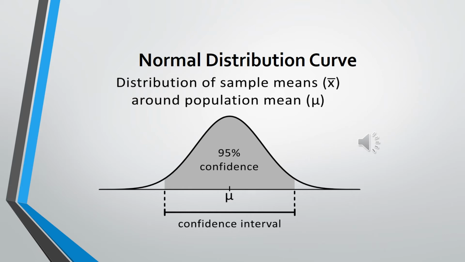While the unshaded area, you can see, is both on the left side and the right side, so it will be 2.5% on the left and 2.5% on the right side, which makes 5%, and it is symmetrical. So it shows that there will be a 5% chance that this interval does not capture the population mean.